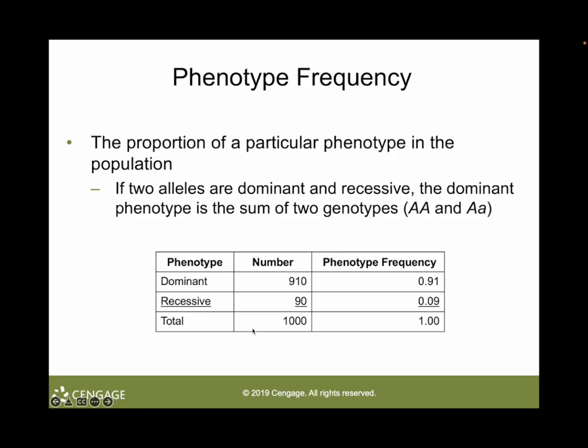So in this example, we observe that 90 of the 1,000 individuals in the population exhibit the recessive phenotype characteristic of the genotype homozygous recessive. The remaining 910 individuals exhibit the dominant phenotype, and they are either homozygous dominant or heterozygous.